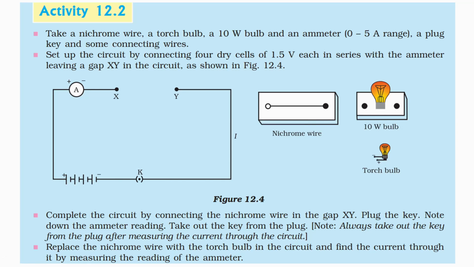One thing which we should note here, that torch bulb is a very low power bulb. It must be less than 10 watt. We need to place the 10-watt bulb into XY. Now we will measure the ammeter reading again.